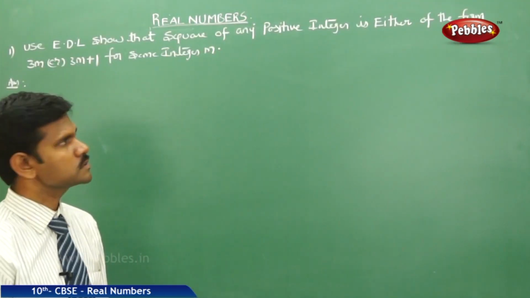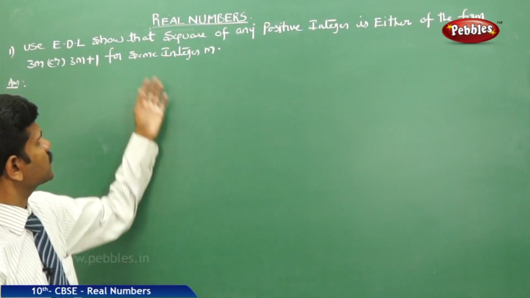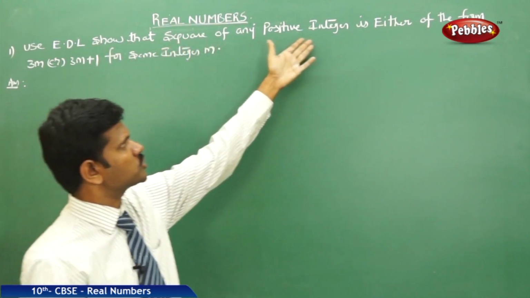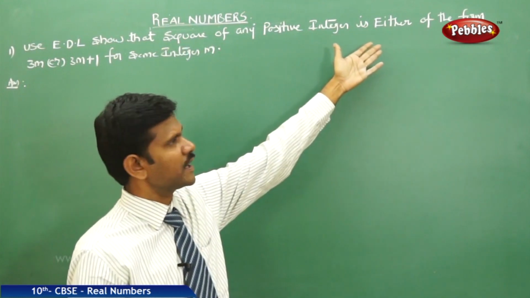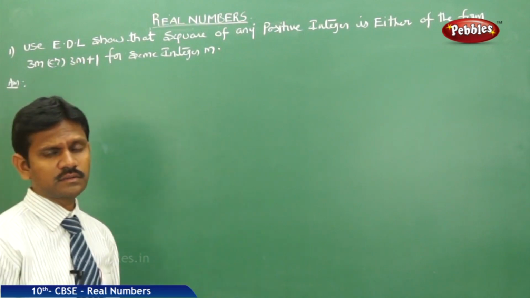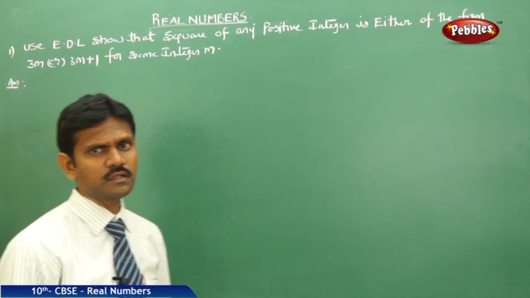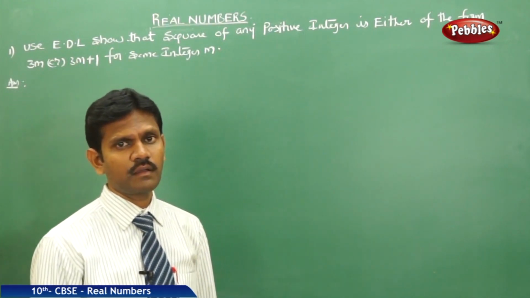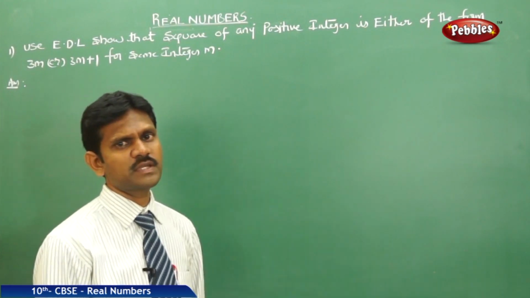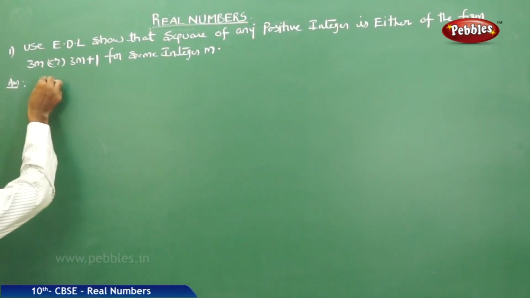See, our next problem is, use Euclid's division lemma to show that the square of any positive integer is either of the form 3m or 3m plus 1. That is, if you take any integer and square it, the result must be either of the form 3m or 3m plus 1.